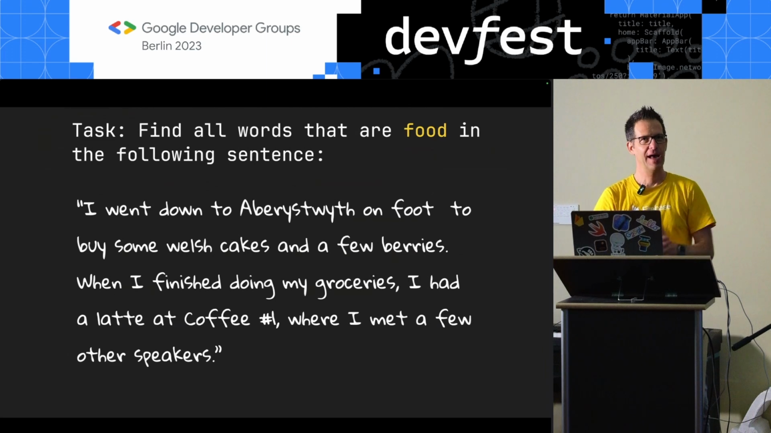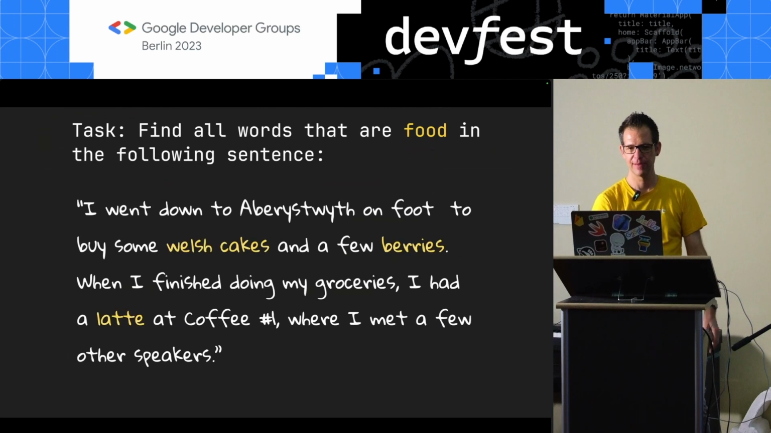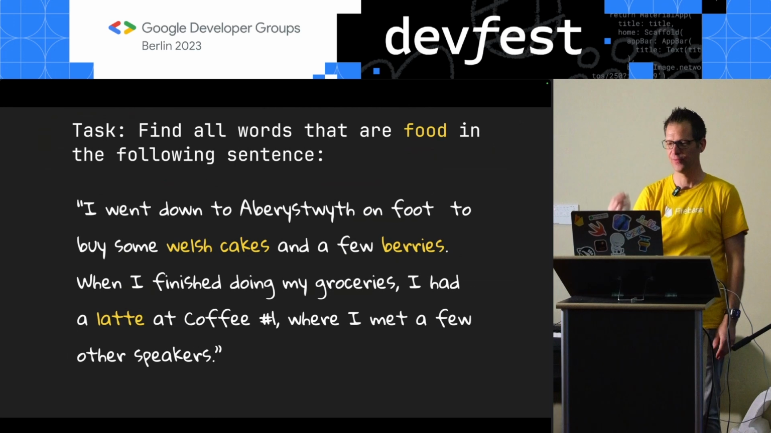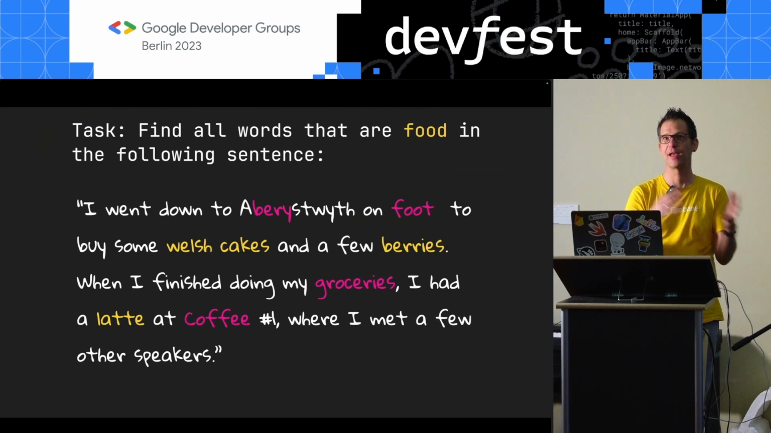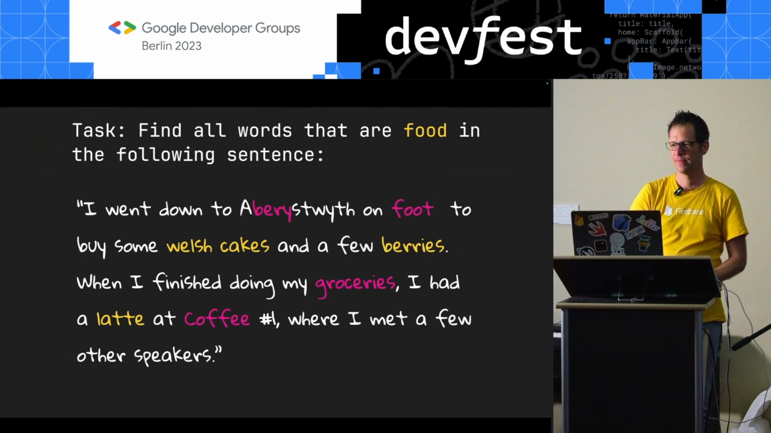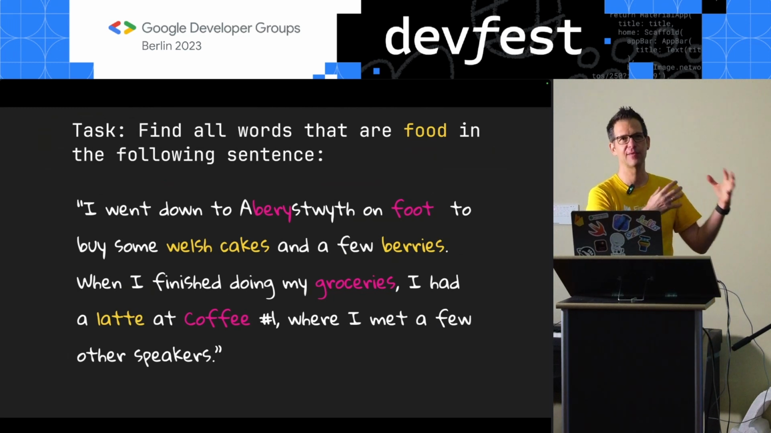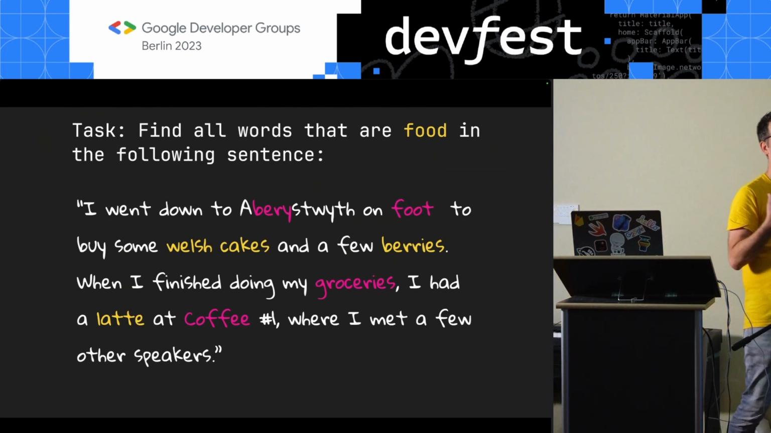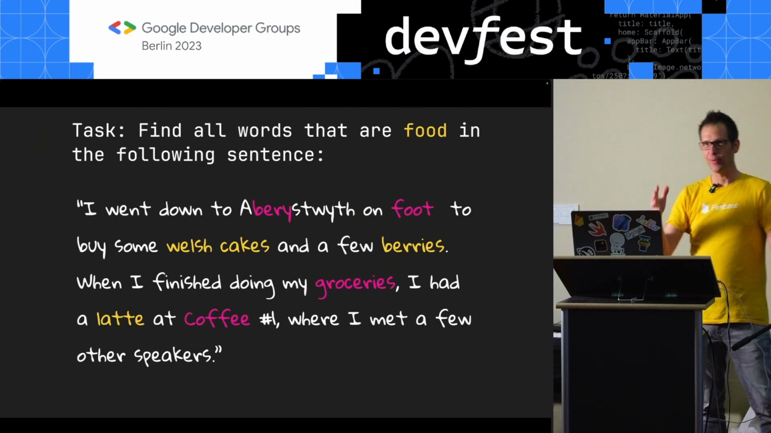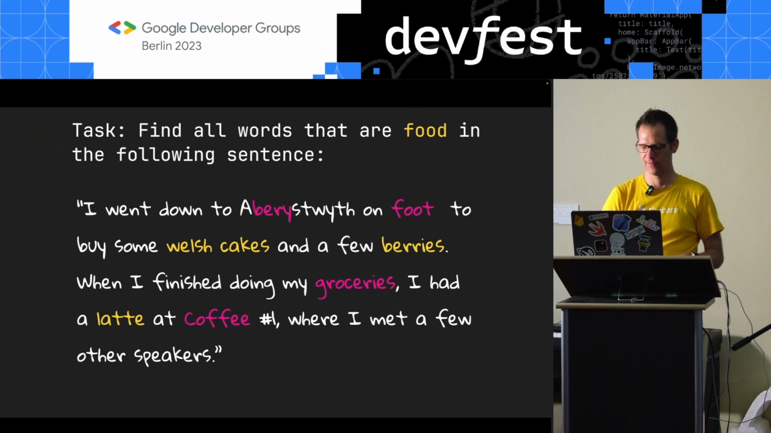So for you, as a human, it's easy to find all the words that are food, right? So Welsh cakes, berries, and latte. Those are pieces of food. The berry in Aberystwyth is not food. Foot sounds like food, but is not food. Groceries, in this case, is not food, but it's the activity of buying stuff. And coffee in Coffee Number 1 is not a drink, but it's the name of the shop. So for you, it's easy, but for a computer, it's not.